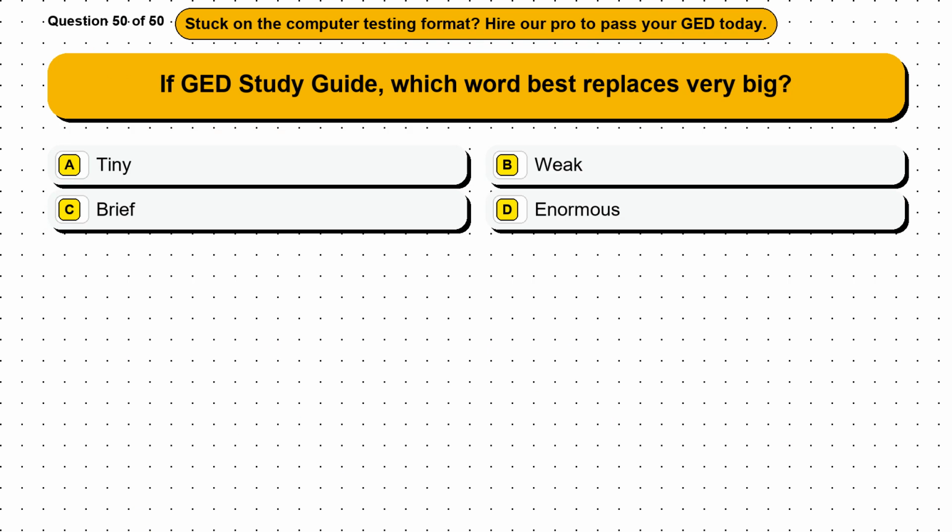Question 50. If GED Study Guide, which word best replaces very big? Option A, tiny. Option B, weak. Option C, brief. Option D, enormous.